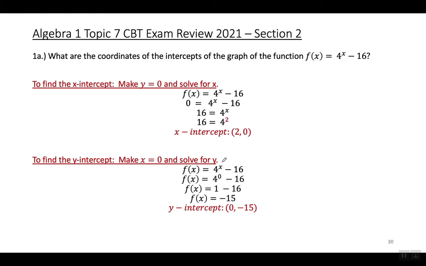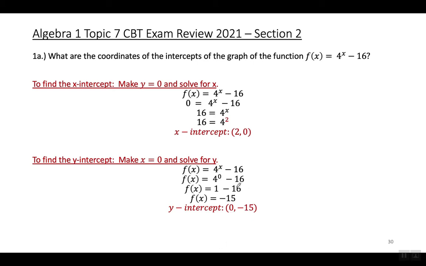So right here is my X. Replace that with a 0. Any number to the 0 power equals 1. 1 minus 16 is negative 15. So when X is 0, Y or F of X is negative 15. And that is my Y-intercept.